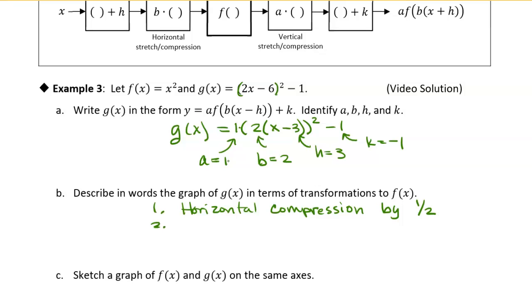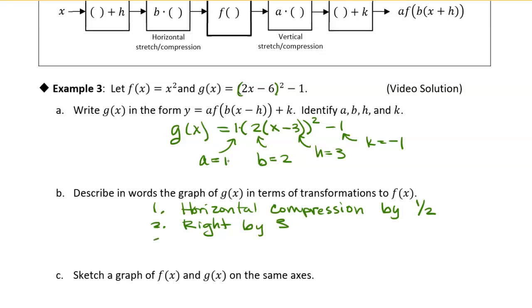All right, and then we're going to describe the horizontal shift by h units. So we have a horizontal shift by h units. So it's a shift to the right. It's a shift to the right by 3 units. Okay, so I'm just going to write right by 3, because right implies horizontal, left to right.